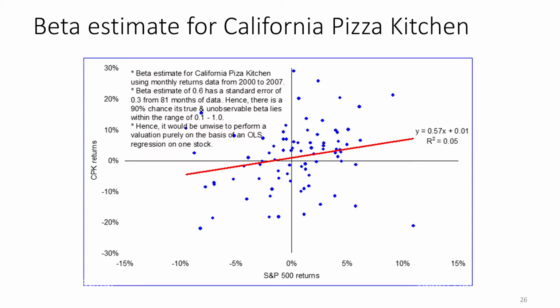To illustrate, consider the beta estimate for an individual listed stock, California Pizza Kitchen. Using monthly returns data from 2000 to 2007, the beta estimate is 0.57, as illustrated in the scatter plot above. The standard error around this beta estimate is 0.3, which means there is a 90% chance that the beta estimate for California Pizza Kitchen could lie anywhere from 0.1 to 1.0.